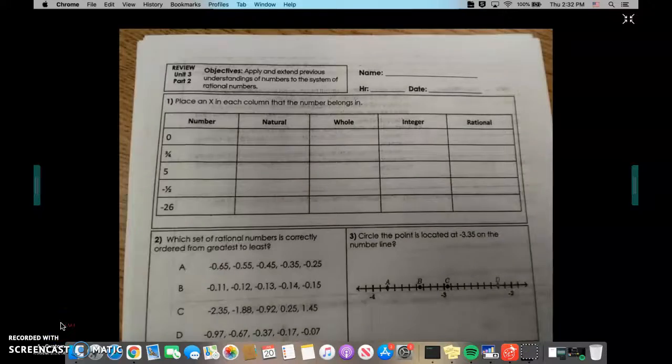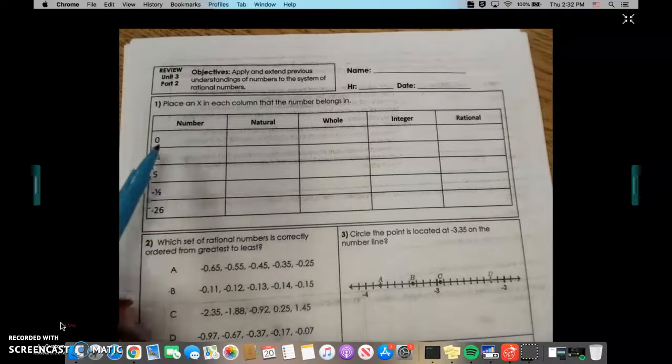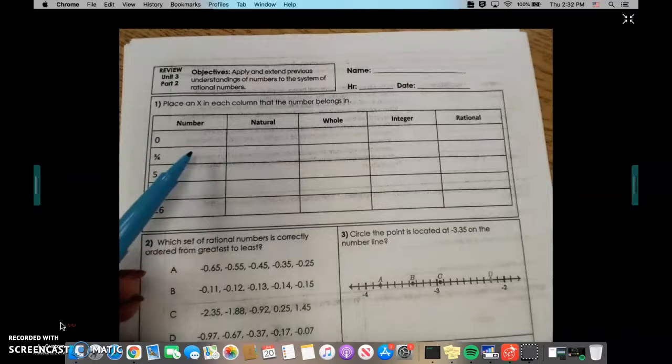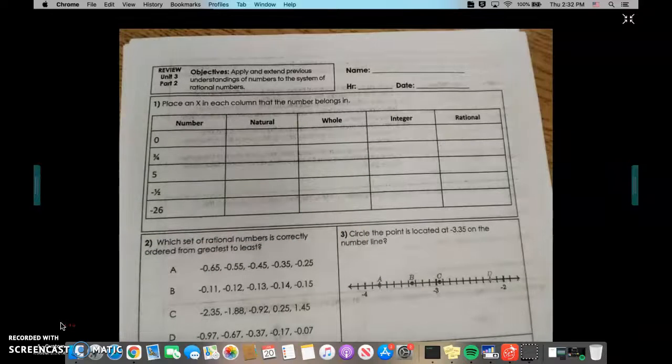All right, 6th grade, here is your review guide for your rational numbers part 2. We're going to start up here with number 1. The first one is 0. So we have to think about if 0 is a natural number, a whole number, an integer, or rational. And in your notes, you have a gold square note sheet that has all the definitions for those numbers, so you might want to pull that out and look at it.